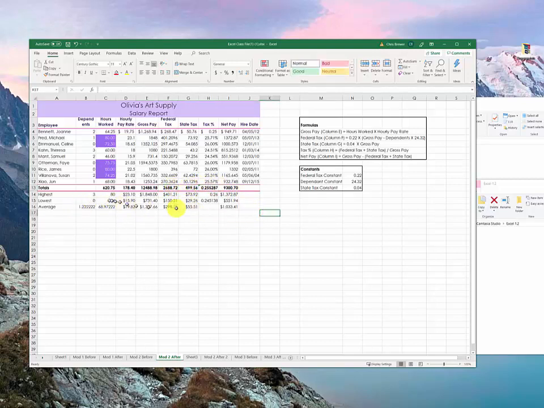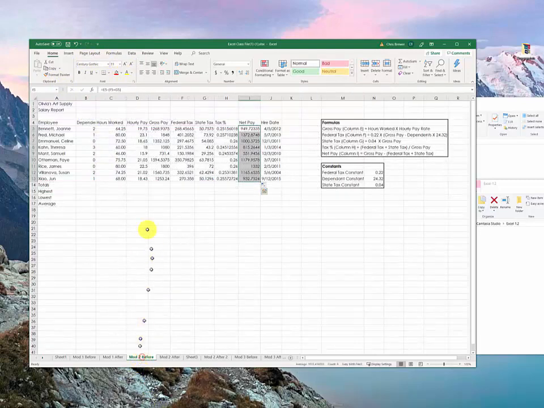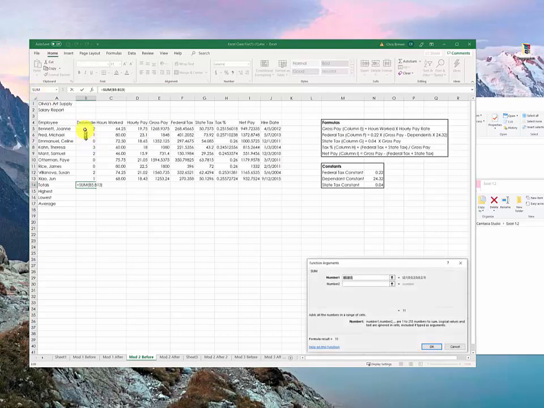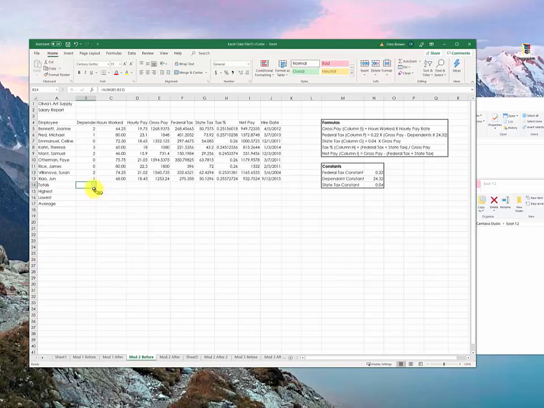Okay, so let's do some of this stuff. So we'll go back to module 2 before, and I'm just going to start some dependents. So equals, and again, you can do this formula however you want to, but I'm going to do it with the sum. I'm going to click on sum, make sure that my ranges are right, enter, so I know the number of kids.